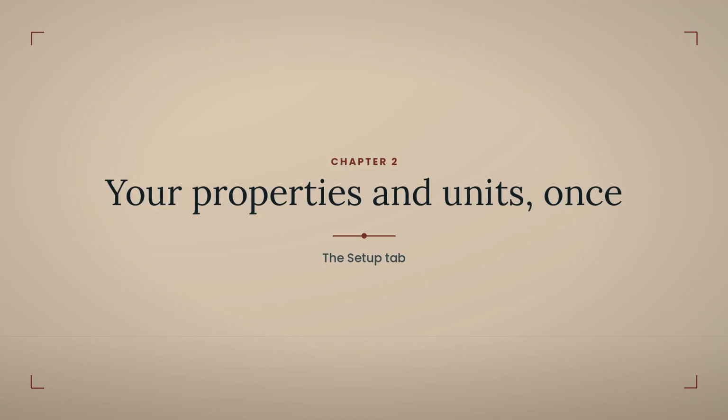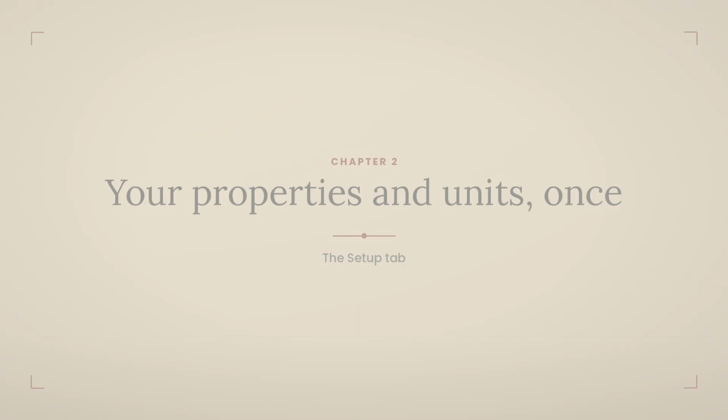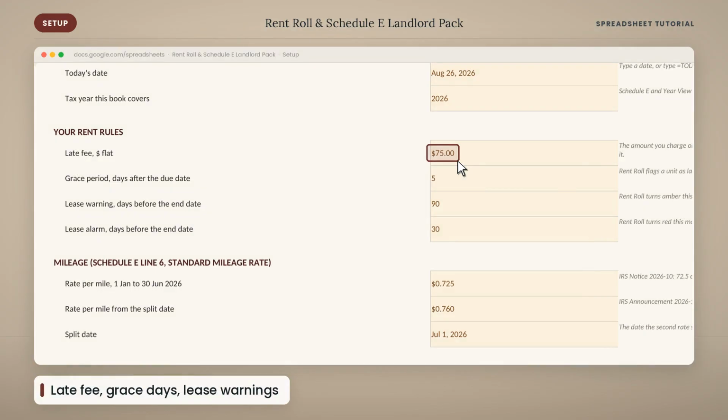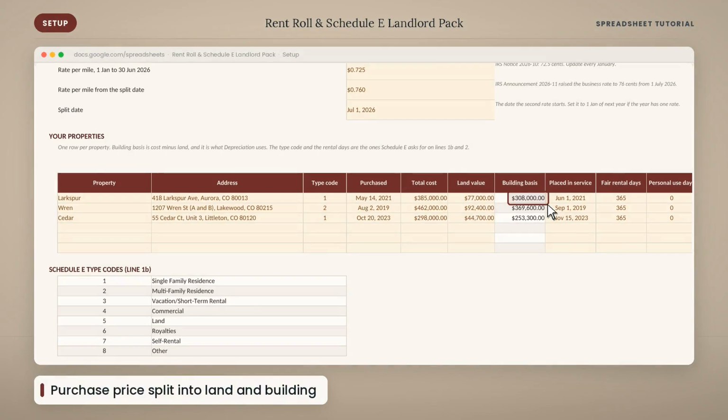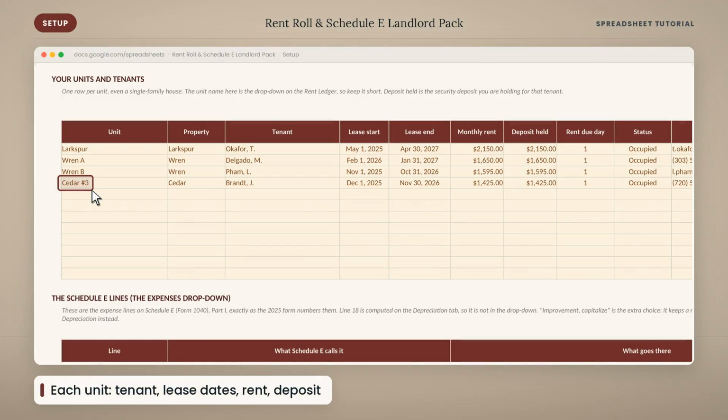Chapter 2. Your properties and units, once. Setup is your rules in one place. The late fee, $75 in the sample, 5 grace days, and the lease windows, amber at 90 days and red at 30. Then each property. The purchase price split into land and building, because land is never depreciated, and the placed in service date. Larkspur's building basis is $308,000. And each unit, tenant, lease start and end, rent and deposit. Every other tab reads from here.